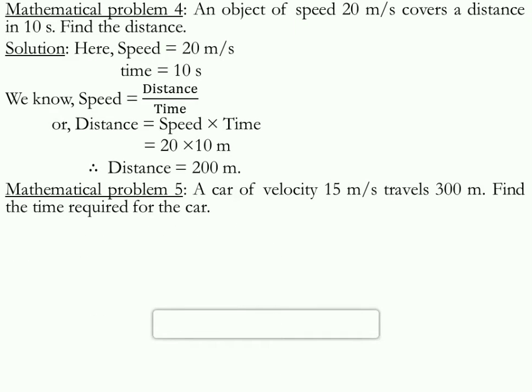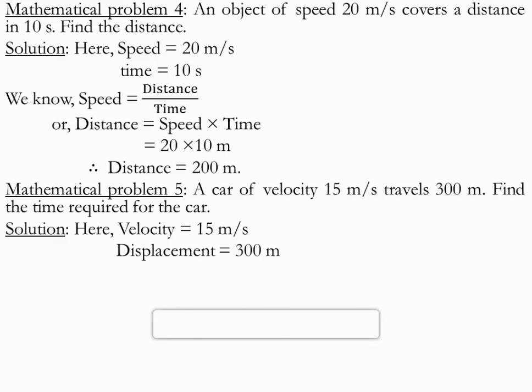A car of velocity 15 meter per second travels 300 meter. So here velocity is given, that means obviously the car is going towards a certain direction and it travels 300 meters. So velocity and distance along some direction is given. We have to find out the time, for how much time it has been traveling. We have to find that.